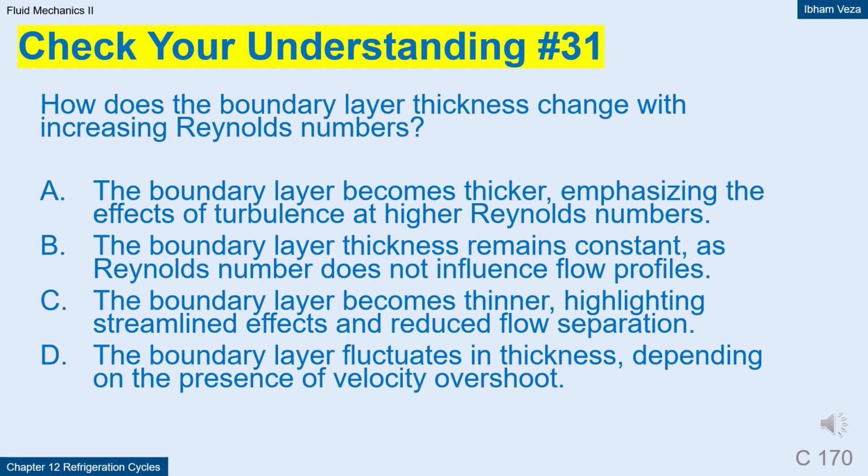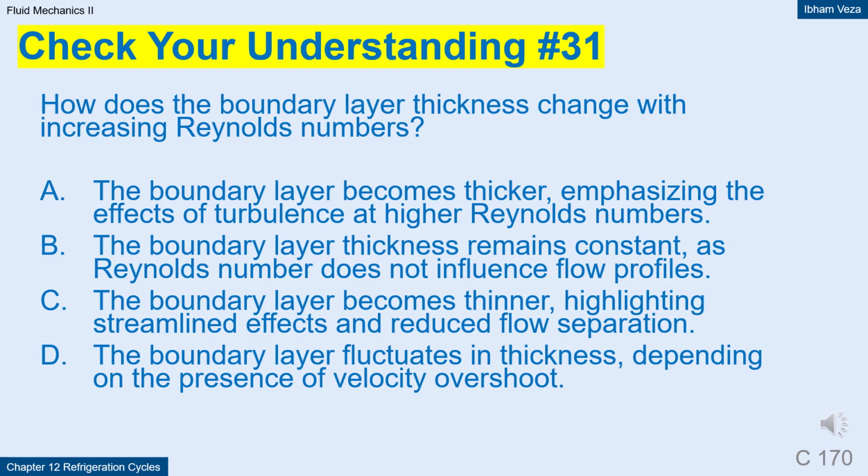Explanation of why other answers are wrong. A. The boundary layer becomes thicker, emphasizing the effects of turbulence at higher Reynolds numbers. Incorrect, because higher Reynolds numbers typically result in thinner boundary layers, not thicker ones, as the flow becomes more streamlined.